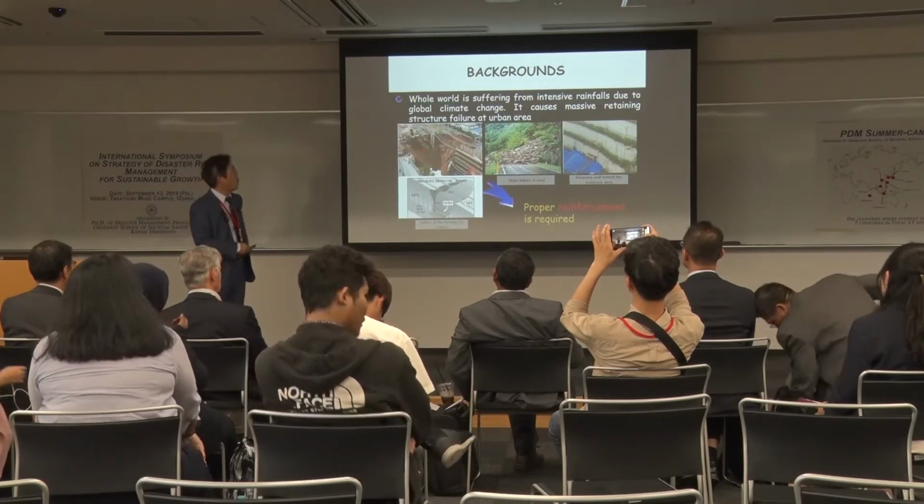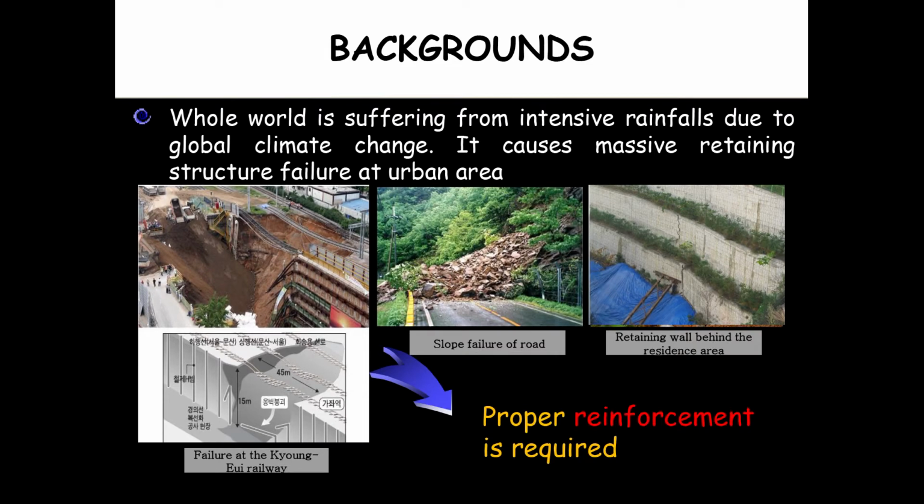As you know, the whole world is suffering from intensive rainfall due to global climate change. You can see 3 figures. One is taken after the failure of a railway slope during construction. It was a big slope stability failure, 45 meters wide and 15 meters high. Even though we had reinforced it, the slope failure occurred during construction due to heavy rains after a few days.